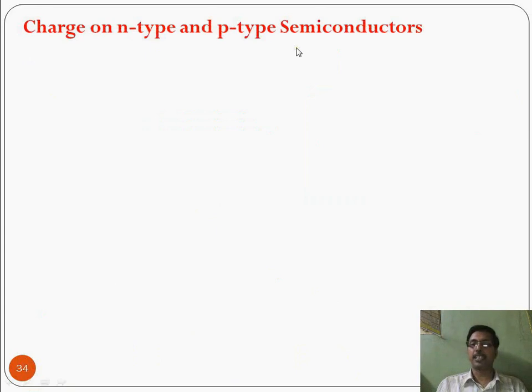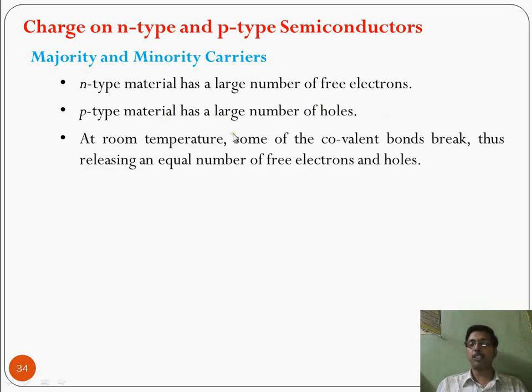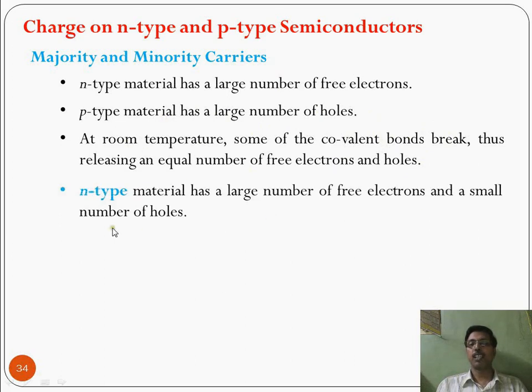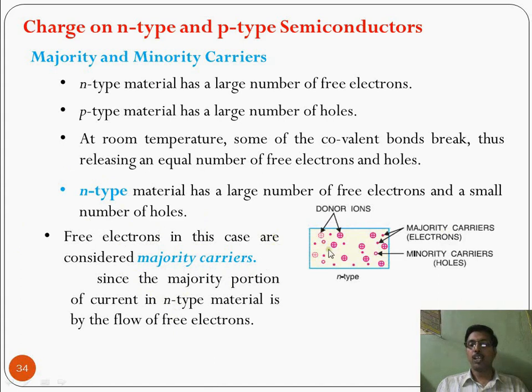Charge on p-type and n-type semiconductors. Majority and minority charge carriers in p-type and n-type. The n-type material has a large number of free electrons, but p-type material has a large number of holes. At room temperature, some of the covalent bonds break and thus release an equal number of free electrons and holes. In n-type material, a large number of free electrons are generated and it has a small number of holes. In the n-type, free electrons are called majority charge carriers, since the majority portion of the current in the n-type material is by the flow of free electrons. So here the majority charge carriers are electrons and minority charge carriers are holes. Holes are the minority charge carriers.